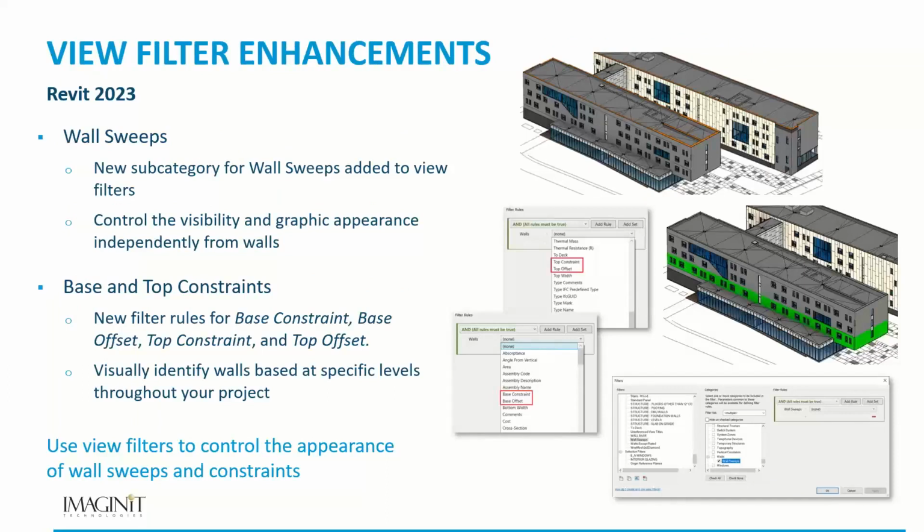They've also enhanced view filters. Not only did they add some new filter constraints for us, we've got base constraint, base offset, top constraint, and top offset, so we can use those to create filters. But we also now can add the subcategories, so we can do sweeps that have filters, and we can control the visibility and how that looks. I haven't really played with that one much myself, but I'm really looking forward to being able to work with a view filter that can pull out sweeps.